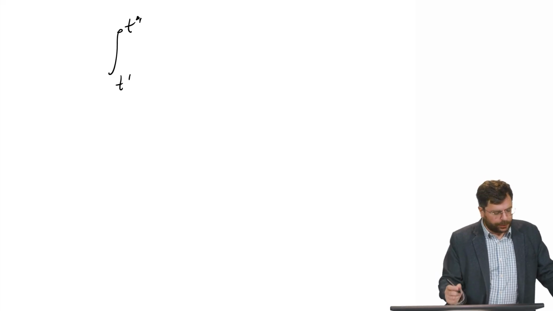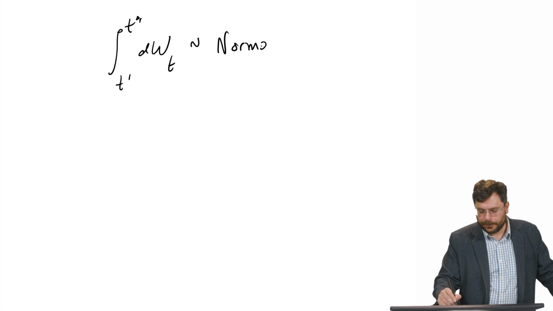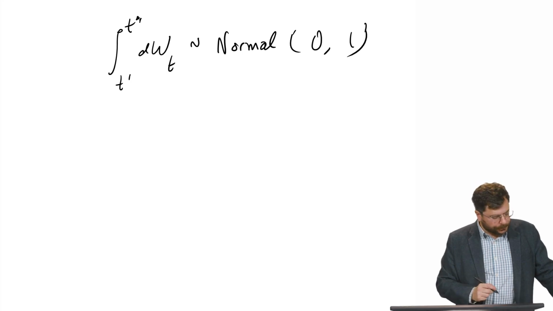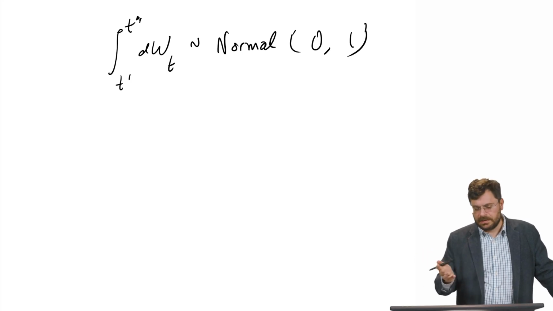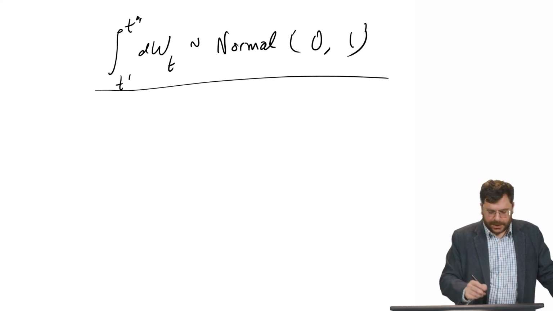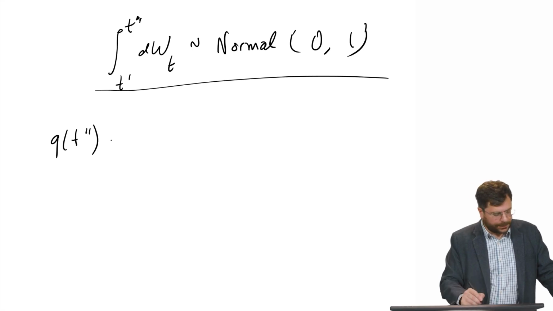from some t prime to some t double prime of the Wiener process itself is drawn from a normal distribution with zero mean and a variance or standard deviation of 1. So let's go ahead and, given this definition of the Wiener process, write down what our evolution equations are. So we had q of t double prime equals q of t prime. I'm just writing down what we had before.